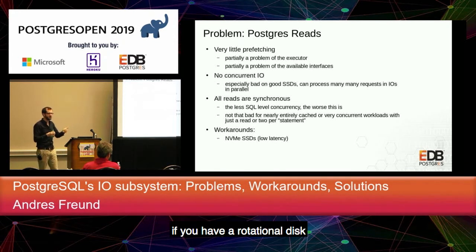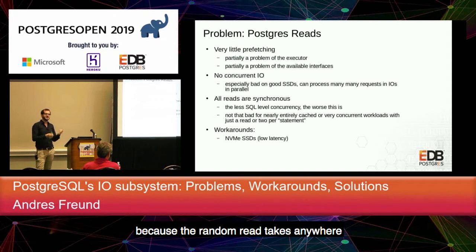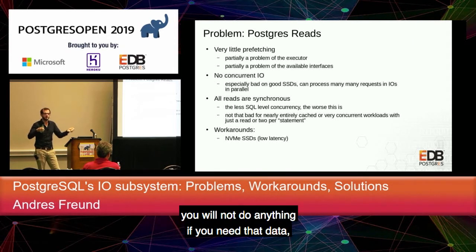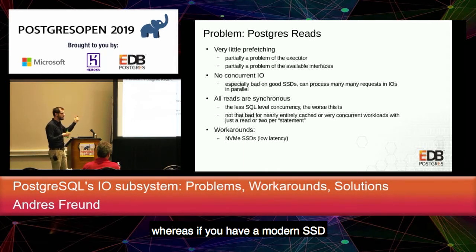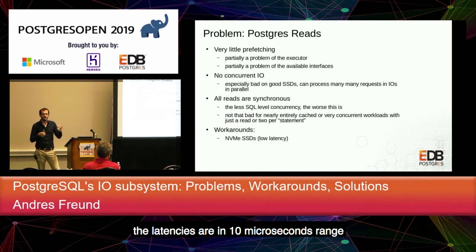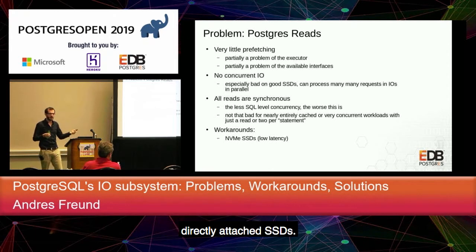This problem is really bad if you have a rotational disk, as in an old school disk that has something turning inside, because there a random read takes anywhere from 7 milliseconds to 15 milliseconds, which means during 15 milliseconds you will not do anything if you need that data, which obviously is a long time. Whereas if you have a modern SSD that is attached directly without going through SATA, the latencies are in the 10 microsecond range, and that's obviously a lot faster. There are still problems with that I'll come to in a second, but it's much less bad. But it does mean that you need directly attached SSDs.